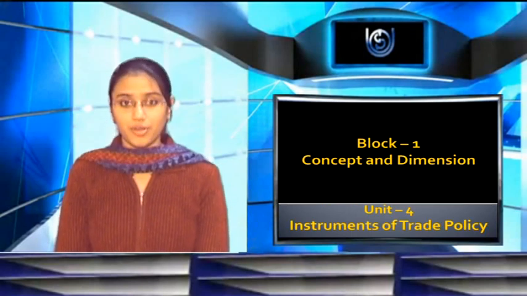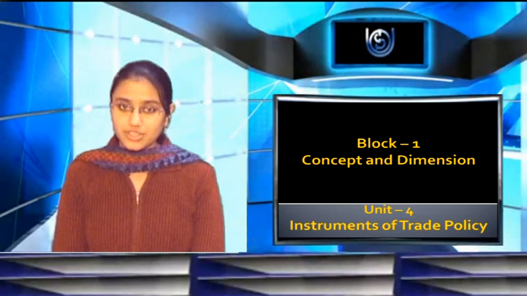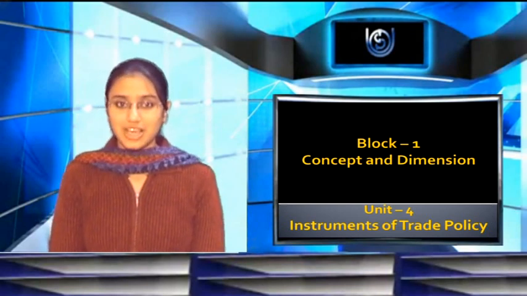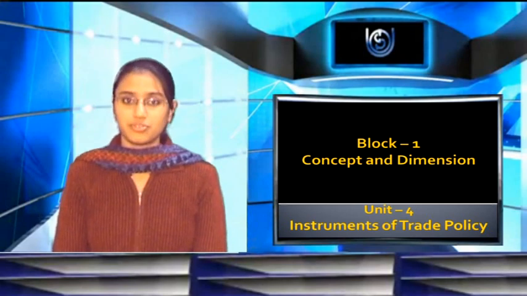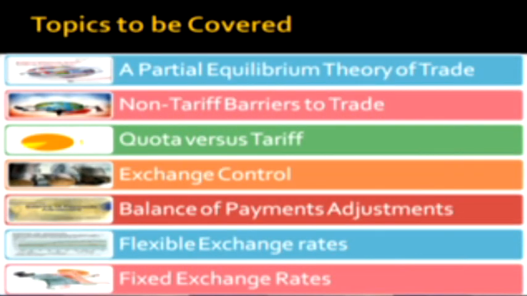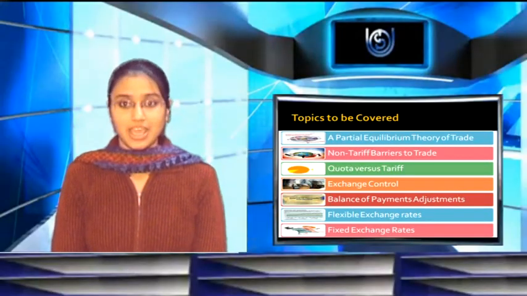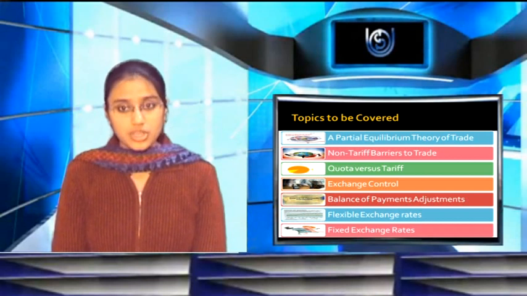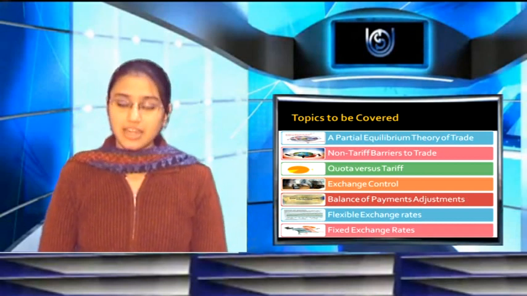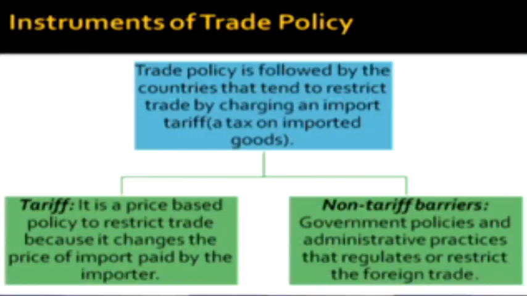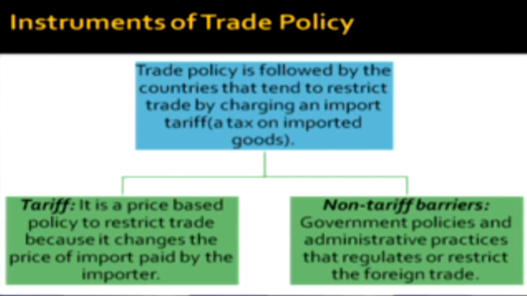In this, we're going to have a discussion on Unit 4 of Block 1, Instruments of Trade Policies. That means in this unit we will have discussions about the instruments of trade policy. The topics we are going to discuss today are the partial equilibrium theory of trade, non-tariff barriers of trade, quota versus tariff, exchange control, balance of payment adjustment, flexible exchange rate and fixed exchange rate. So in this unit, we will basically discuss all the instruments, that means what are those instruments which we can use in trade policies.